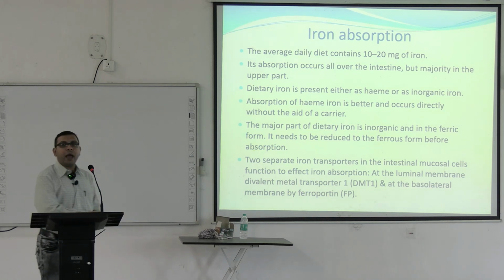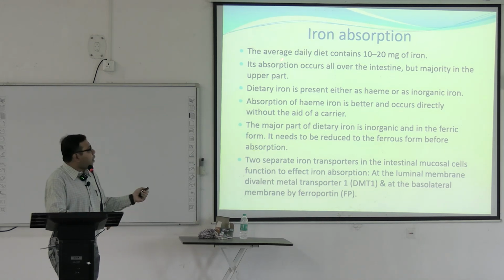Now coming to iron absorption. What we are eating on average contains approximately 10 to 20 milligrams of iron, and its absorption occurs all over the intestine, but the majority occurs in the upper part of the intestine.